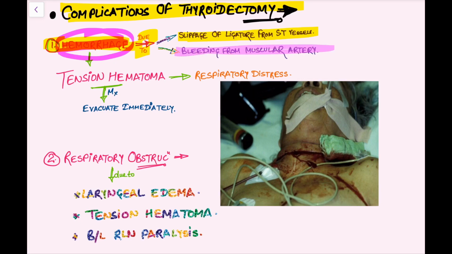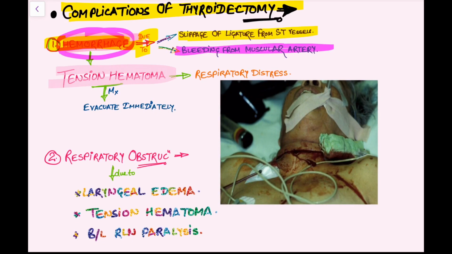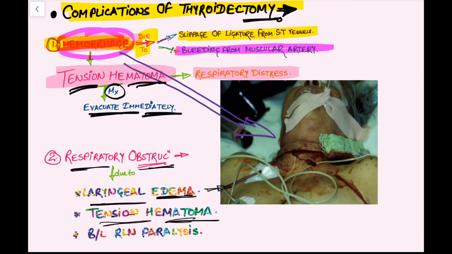Second is bleeding from the muscular artery, and it will also lead to hemorrhage. This hemorrhage can lead to tension hematoma, and manifestation of tension hematoma can lead to respiratory distress. We can see this extensive hemorrhage as a complication of thyroidectomy. The management of tension hematoma is that the hematoma must be evacuated immediately. Second is respiratory obstruction, which will cause laryngeal edema. Causes are anesthetic intubation, tension hematoma, and bilateral recurrent laryngeal nerve paralysis.